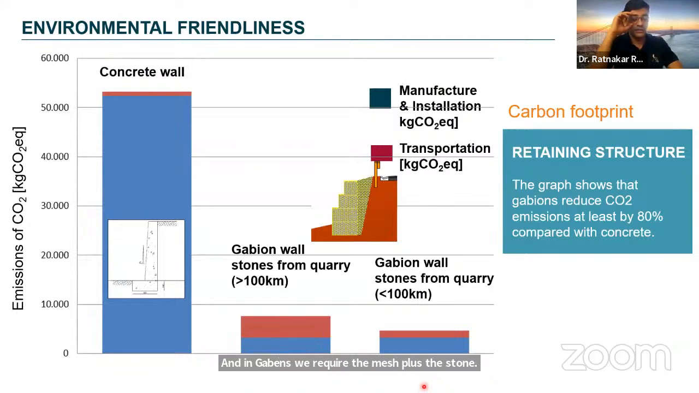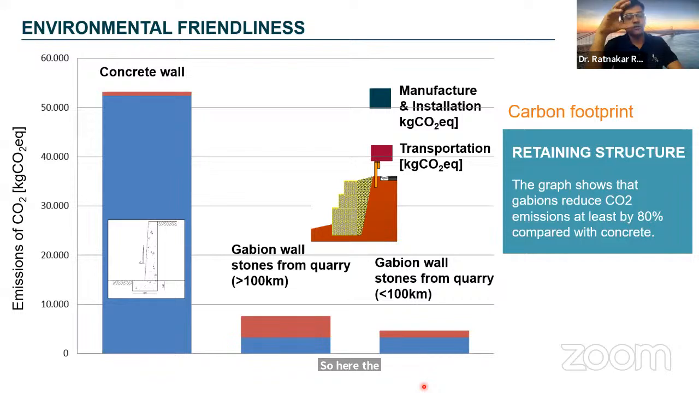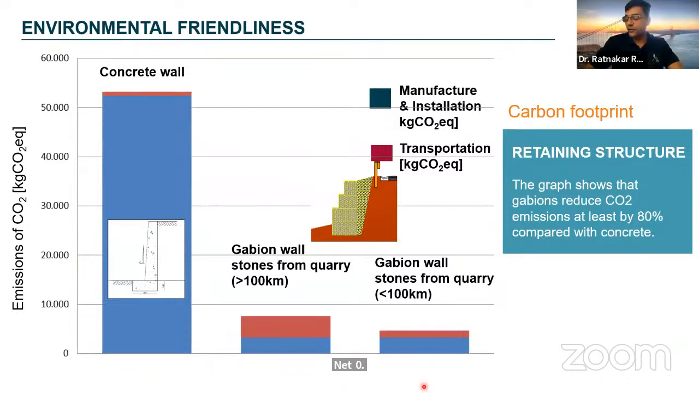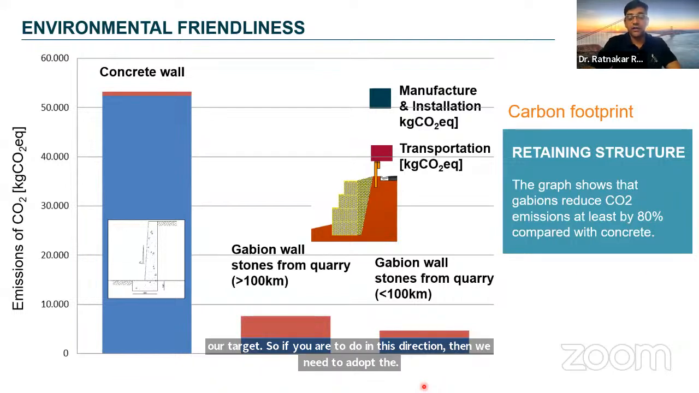So here the varying factor is basically the stone, from what distance you are going to quarry, whether it is going to be less than 100 kilometers or more than 100 kilometers. And when you see this comparison, you will see that Gabions can reduce almost 80% of the CO2 emissions. And India has committed to be net zero by 2070. That's our target. So if we have to go in this direction, then we need to adopt solutions which emit very, very low carbon.